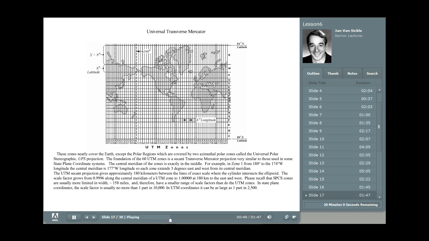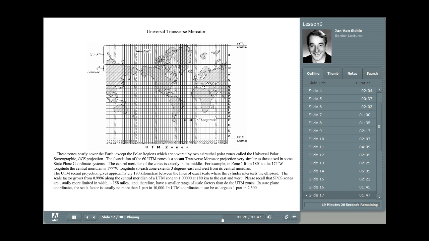Now, the UTM secant projection covers approximately 180 kilometers between the lines of exact scale where the cylinder intersects the ellipsoid. The scale factor grows from 0.9996 along the central meridian of the UTM zone to 1 at the 180 kilometers to the east and west. Now, recall that the state plane coordinates were limited in width to 158 miles. Therefore, they have a smaller range of scale factors, as you would expect.